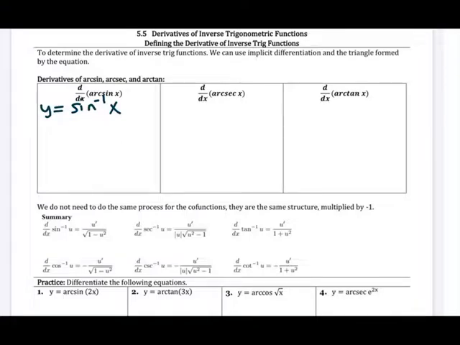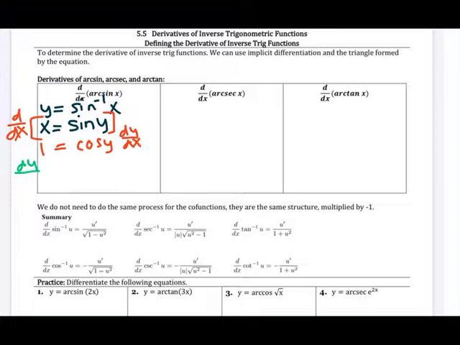So we could actually use properties of trig to say that this is the same thing as x equals sine of y. And we do know how to manipulate sine of y. We could differentiate both sides implicitly. This would give us that 1 equals the derivative of sine, which is cosine of y, times dy dx. Now, if I wanted to solve for dy dx, I would get that dy dx is equal to 1 over cosine of y.